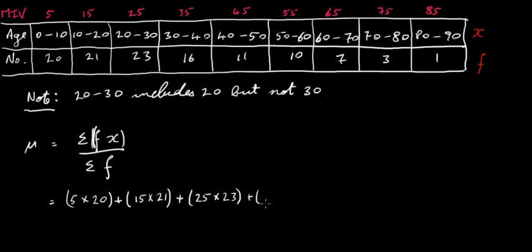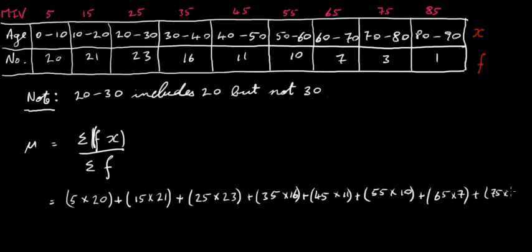Then we've got 35 times 16. Then we add that to 45 times 11. Then we add that to 55 times 10. You get the idea. It's 65 times 7. I'm going to run out of room here, I think. 75 times 3. I'm just going to come up here now. I'll put the last one up here, but it's on the same line here. It's 85 times 1, and we're adding this.